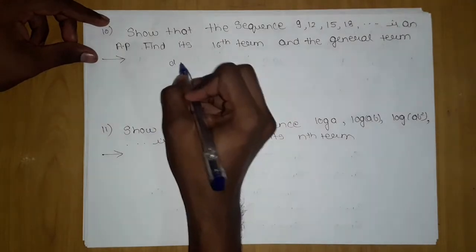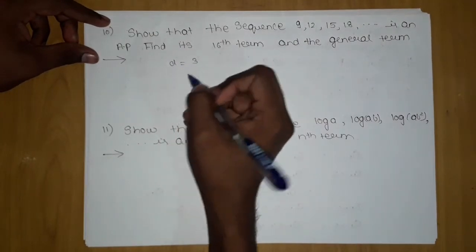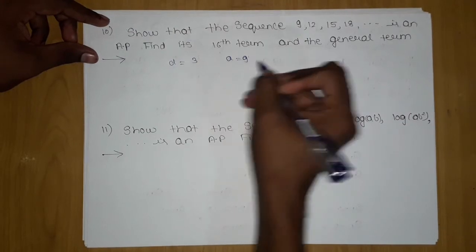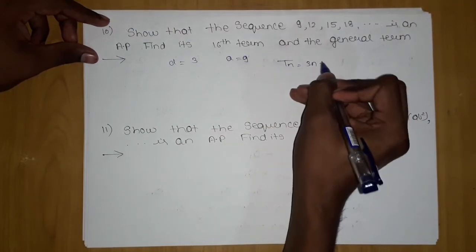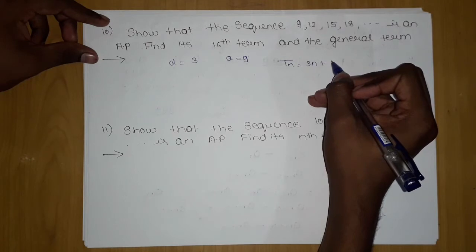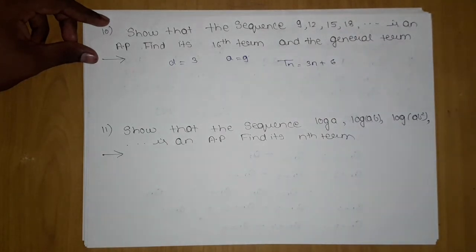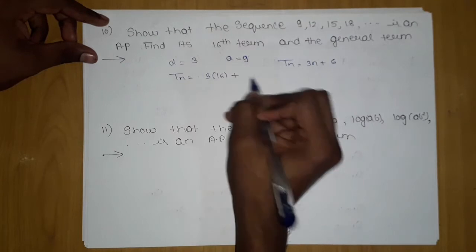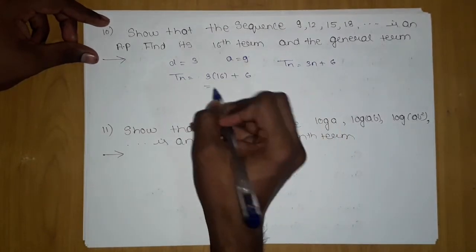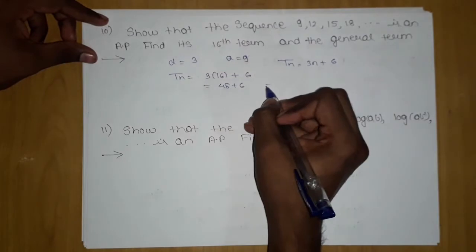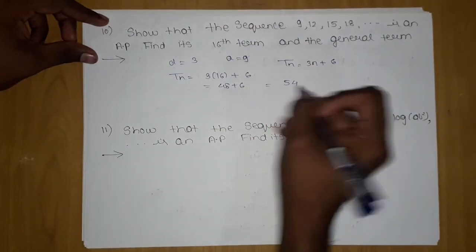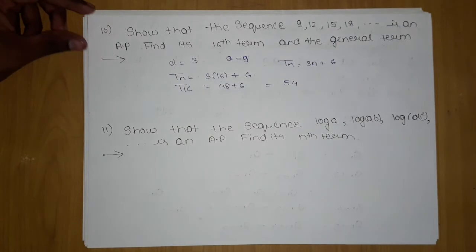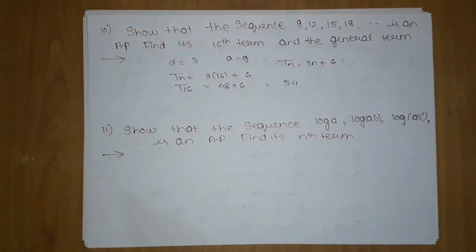Okay, you know D is 12 minus 9, which is 3. You have a 9, just write Tn directly: 3n plus 9 minus 3, which is 6. Okay, you got the Tn, straightforward. Now you want to find T16, which is 3 into 16 plus 6. 48 plus 6 will give me in the end 54. So we got T16, which is 54. Now let's see the next question.